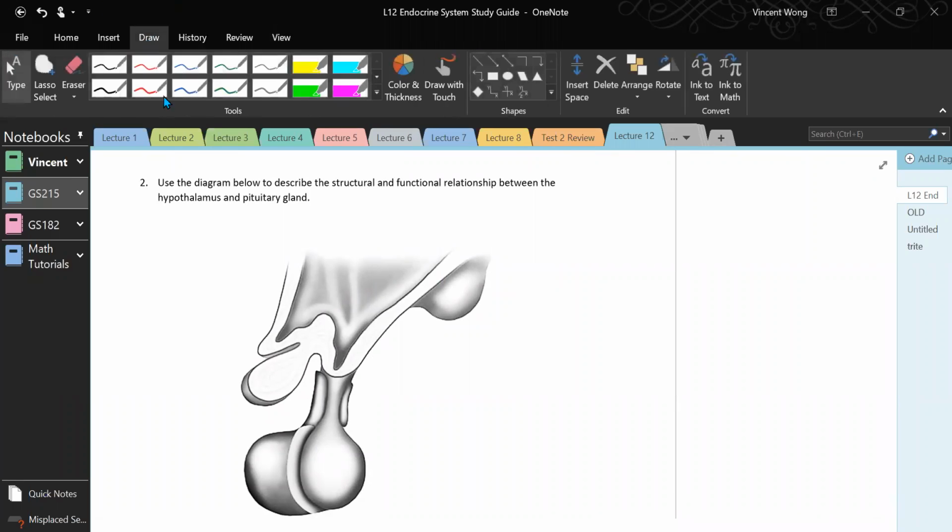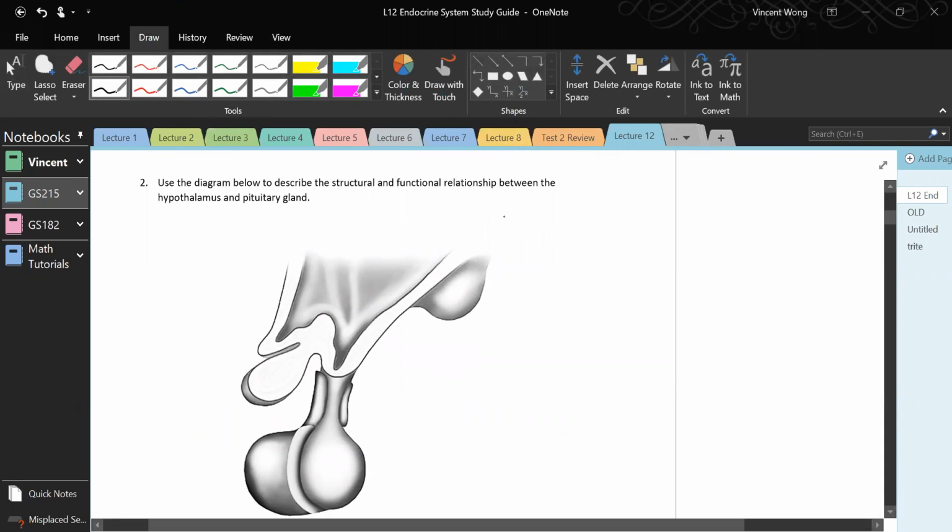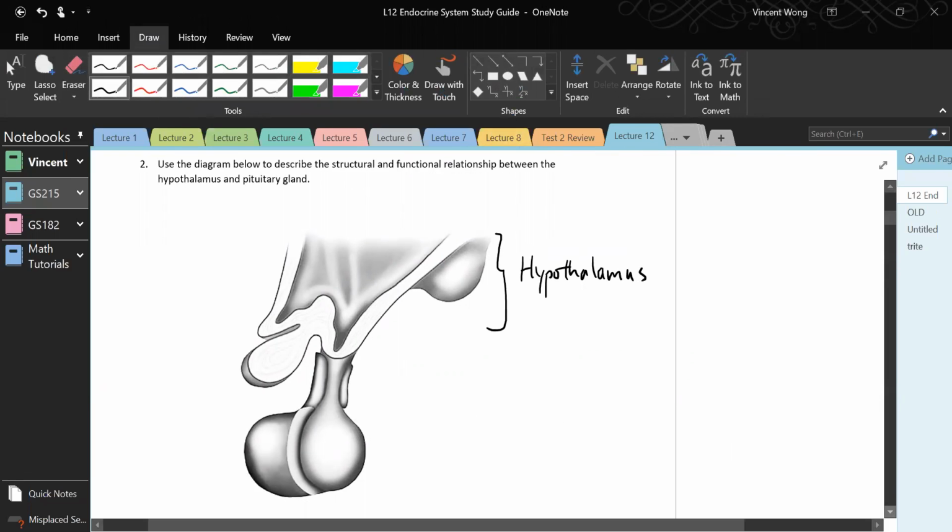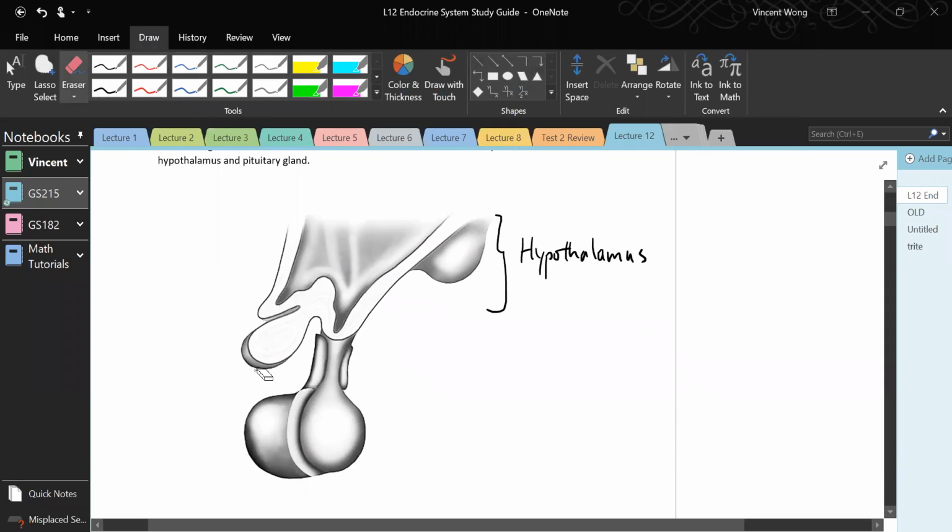Last week, we sort of talked about the relationship between the hypothalamus and the pituitary gland, but let's do that one more time here because it's quite an important relationship. So over here, we have the hypothalamus, and down here, kind of dangling from the hypothalamus, we have the pituitary gland. We have the posterior pituitary gland, and we have the anterior pituitary.